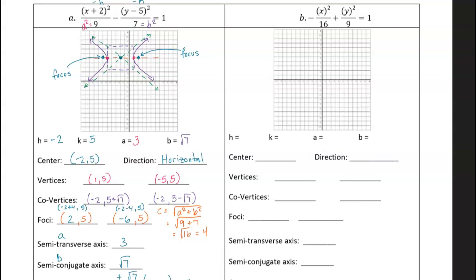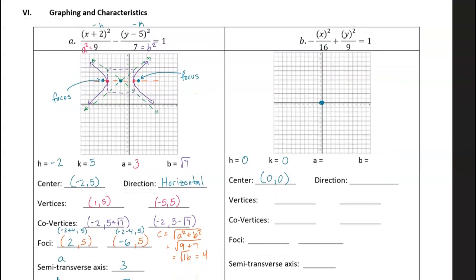Why is this one easier? Yes, there is no value subtracted from x or added to x, and there is no value added or subtracted from y, meaning your h is 0, your k is 0, you are centered at 0, 0.